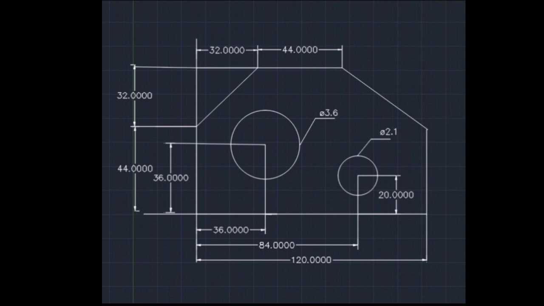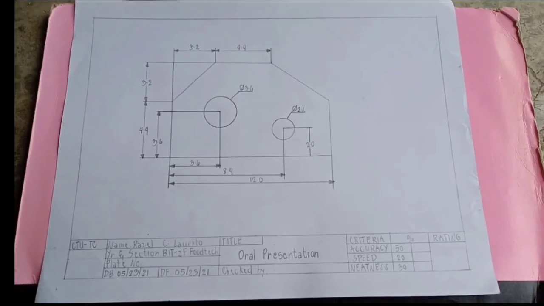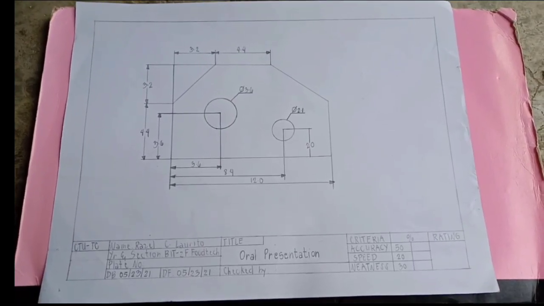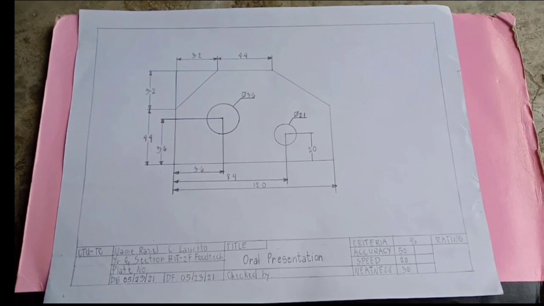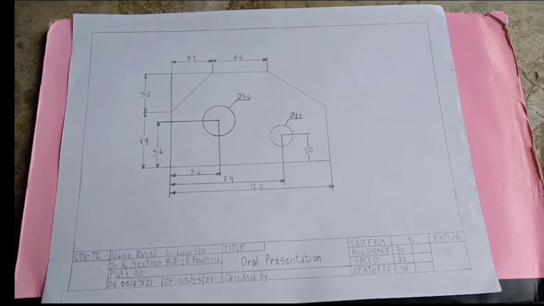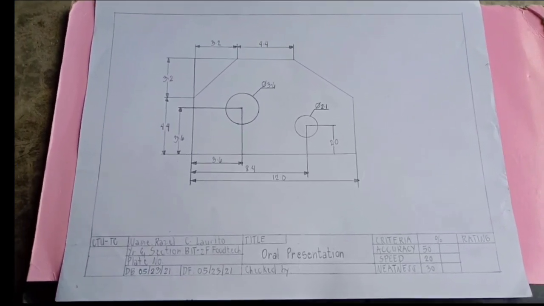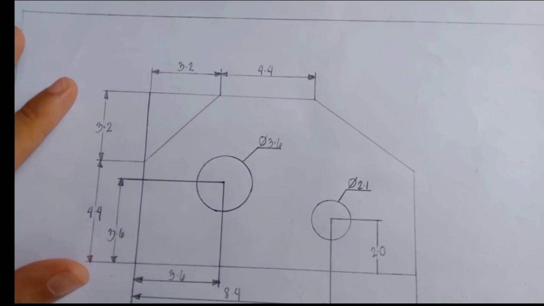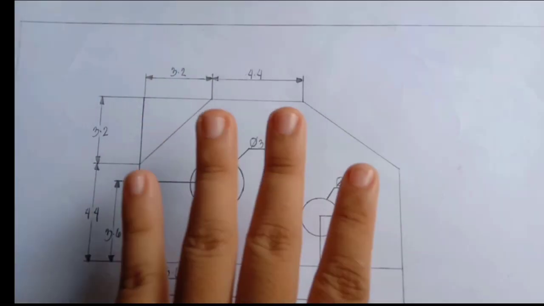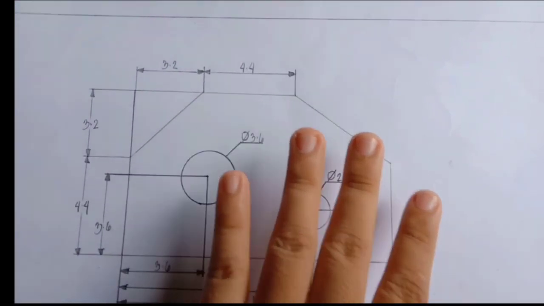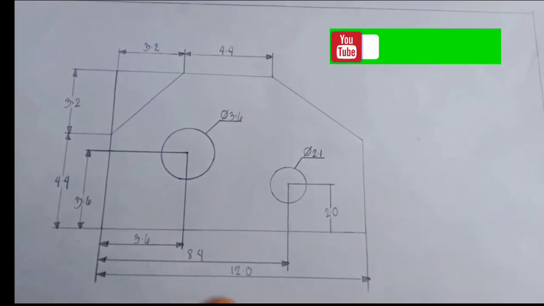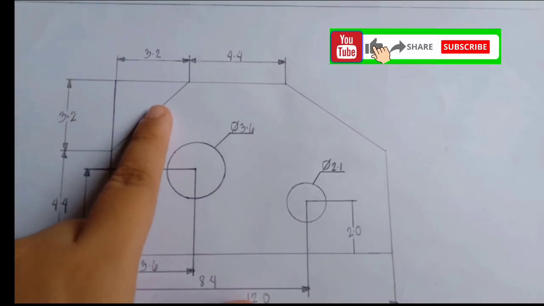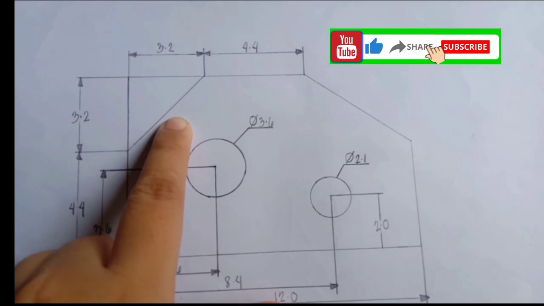So now I will show you my actual drawing. So this is my AutoCAD 2D drawing. First, how to draw a line. So this is all line. From this to this, these lines are all line. And this is different. This is a slanting line.